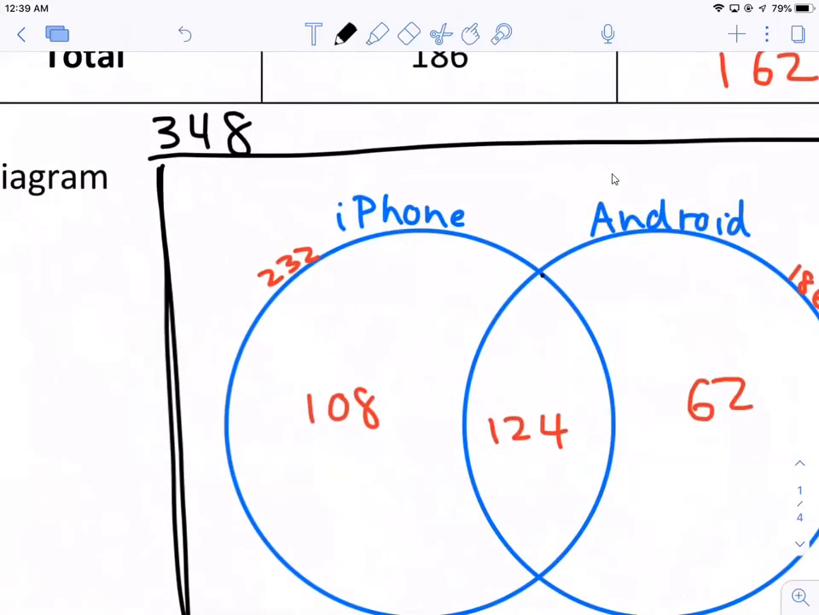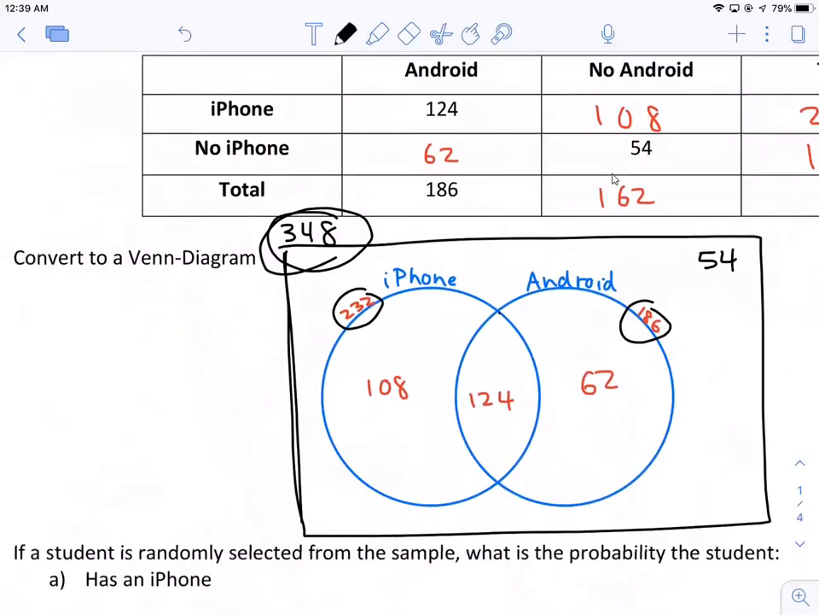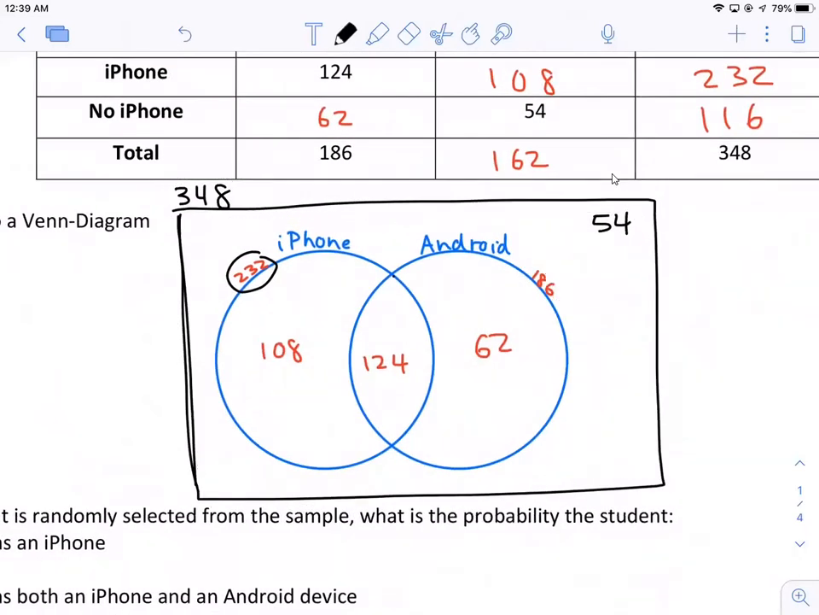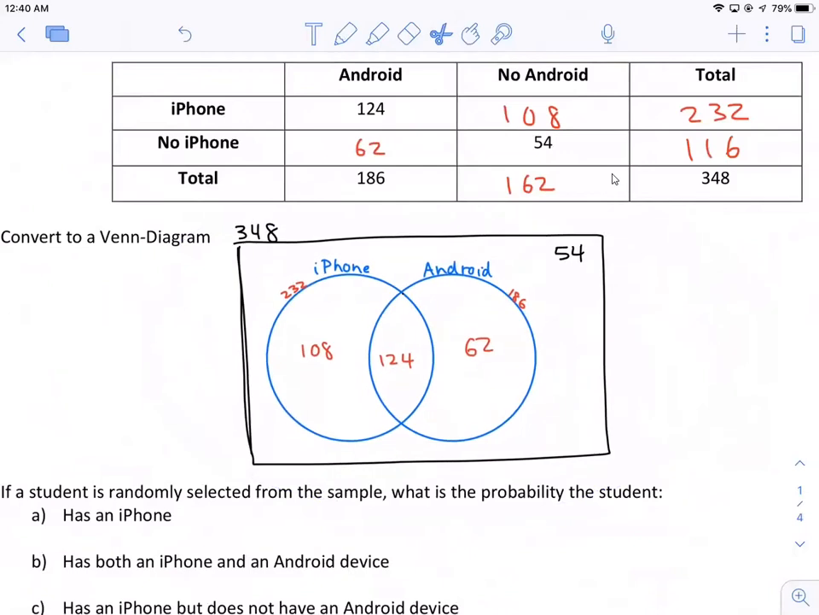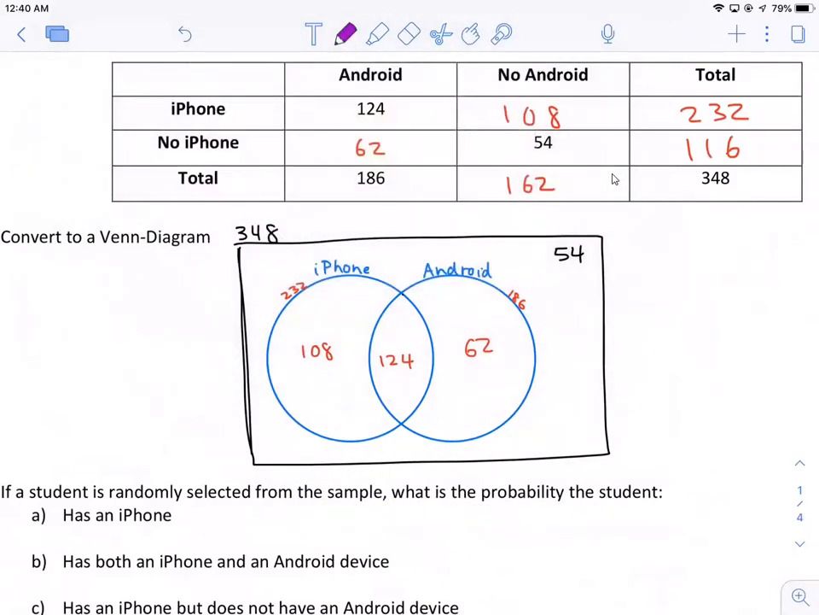Like this 232 and this 186, this 348 represents the total amount inside the rectangle. By the way, these numbers here are optional. You don't technically need them as part of your Venn diagram, but I like to put them in for easy reference. It's going to help later on once we do harder problems. This one was very simple, but later on it might help to have those numbers there.